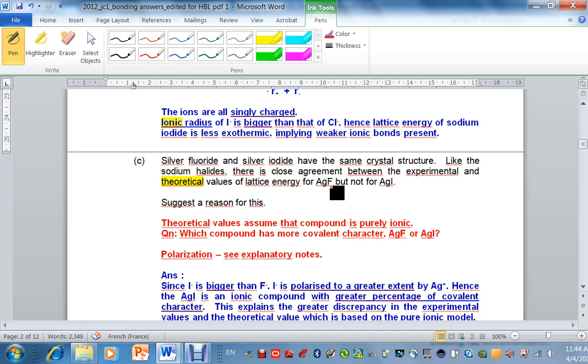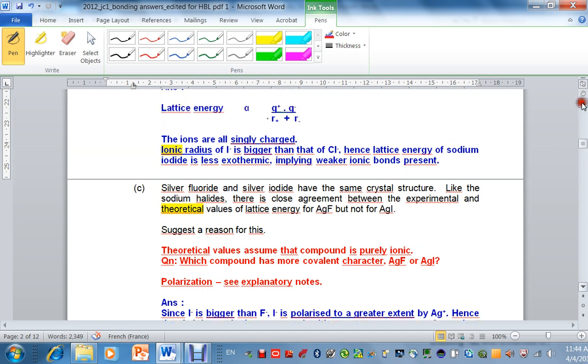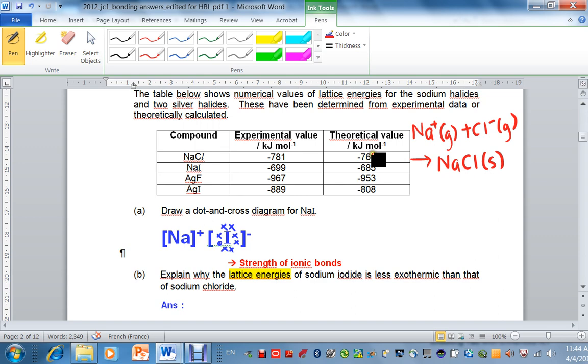Let's look at the data again. You can see for yourself that for silver fluoride, there's very good agreement between the two sets of values. But for silver iodide, the difference is larger.